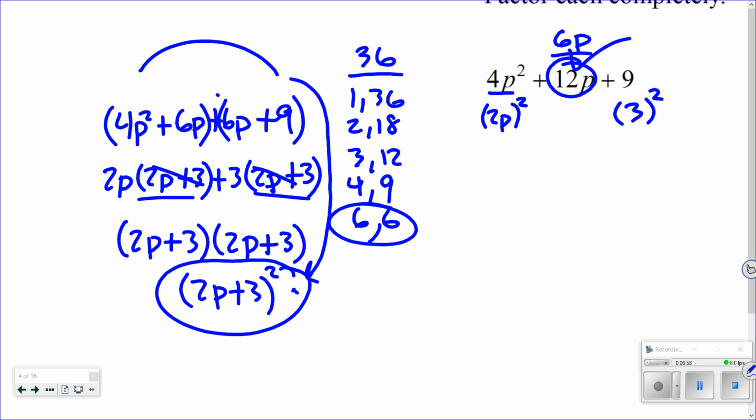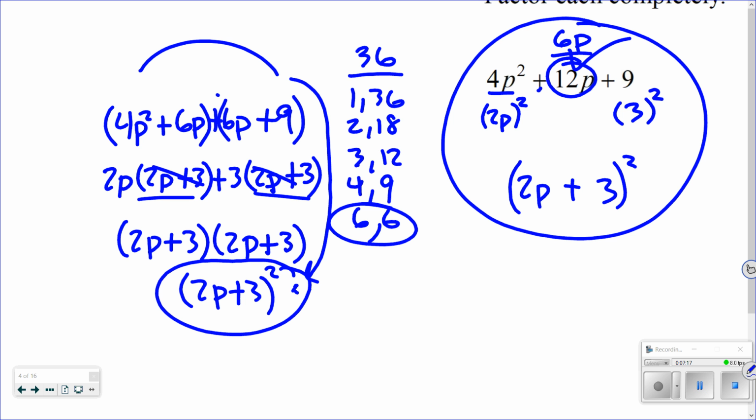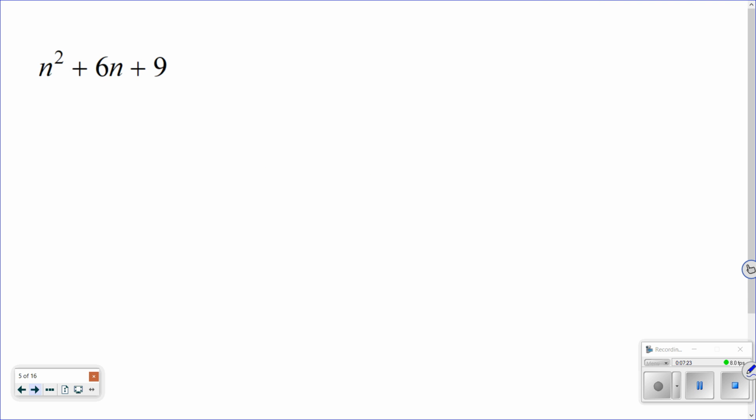So now I know that it's a perfect square. I know that it's one of these things down here. So all I have to do now is put a square out there. I put the 2p first, I put the 3 second, and then whatever sign is right there goes in the middle. So it's going to be 2p plus 3 squared. So if you just compare the work, right? This way, if you can recognize that it's a perfect square, this is great. It saves you a lot of work, a lot of time. We're going to go through and practice this a couple of times.